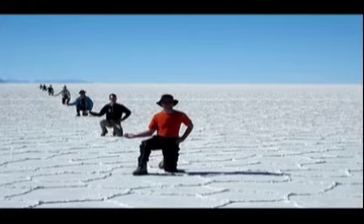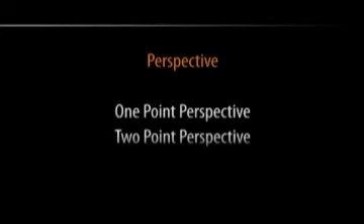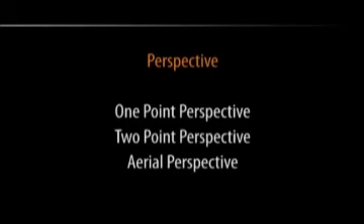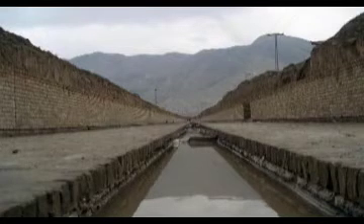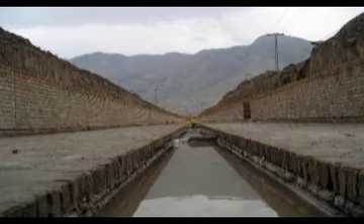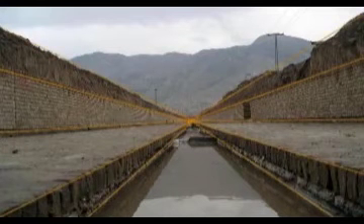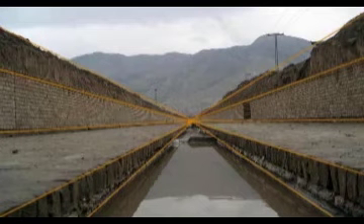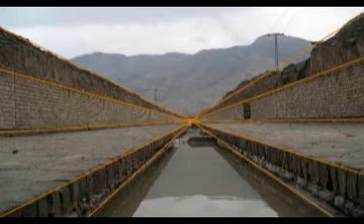Now, this perspective can be of different kinds. There can be 1 point perspective, 2 point perspective, aerial perspective. So, what is 1 point perspective? If you look at a picture of 1 point perspective, you will find that all the lines converge to a point in the frame or maybe outside the frame, but they are converging lines.